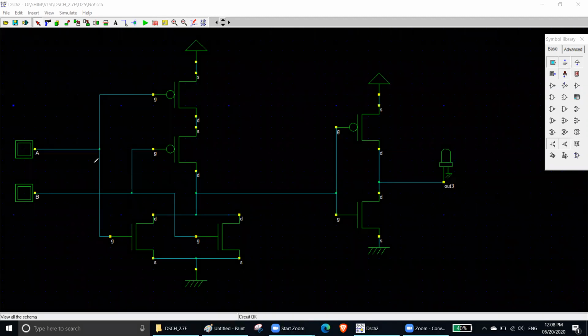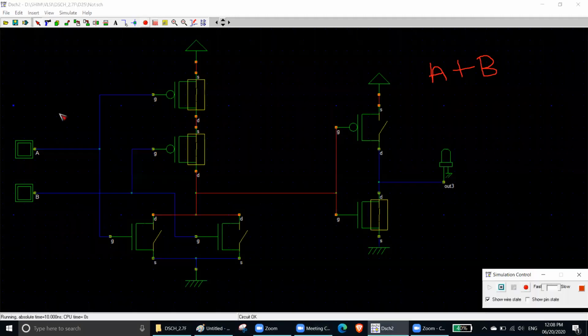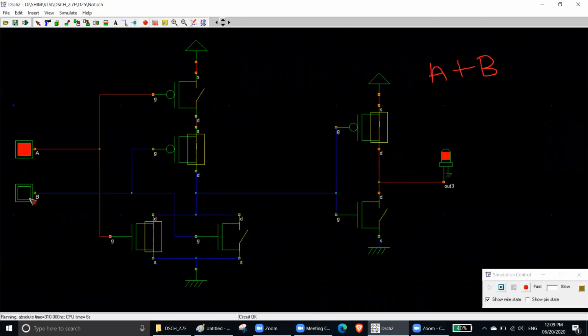Remember, this is your NOT gate. So your output will be A plus B, right? Not bar. Remember, A plus B. So let's try. When it is 0 plus 0, it is 0. 0 plus 1, it is 1. 1 plus 0, it is 1. 1 plus 1, it is 1. So it is an OR gate, right? It is an OR gate.